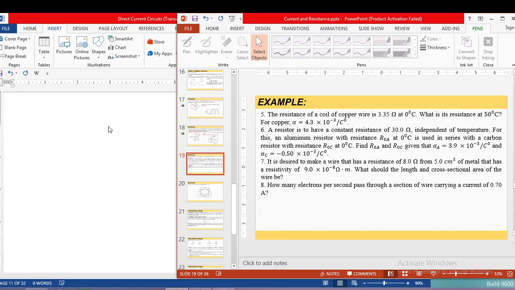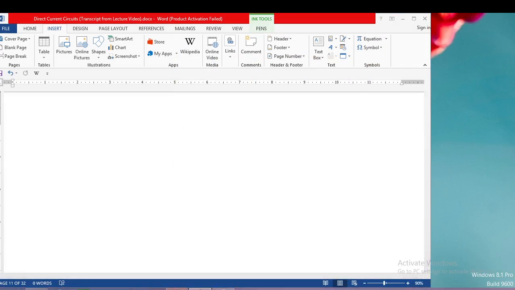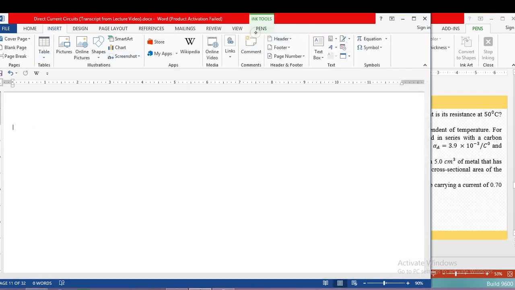Okay, so let's answer number 5. I just want to read this one first. The resistance of a coil of copper is 3.35 ohms at 0 degrees Celsius. What is its resistance at 50 degrees Celsius? For this copper, the temperature coefficient is equal to 4.3 times 10 raised to the negative 3 per Celsius degree. So you are given the coefficient here, and this is just a straightforward problem.